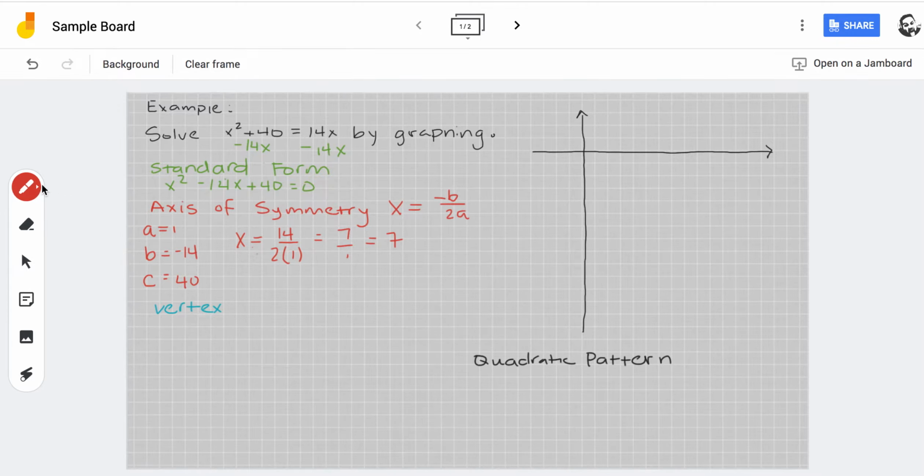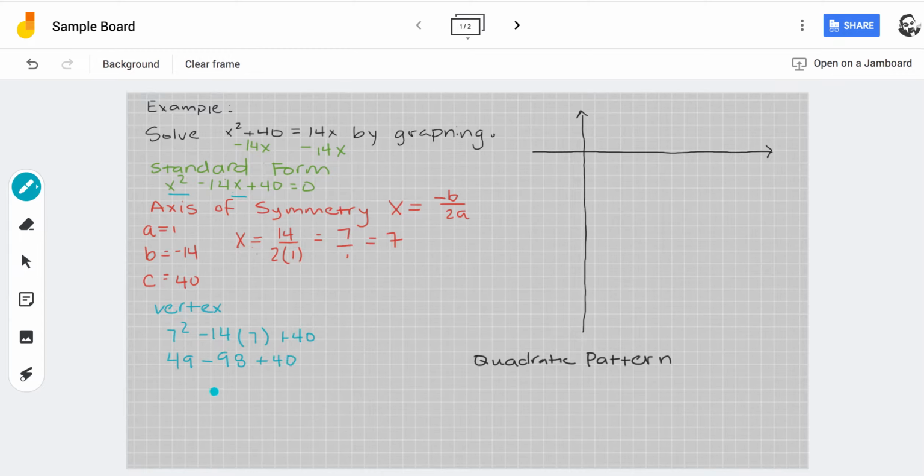Your third step is to find your vertex. So now for the vertex, you're going to want to take that 7 and plug it into the original equation right up here. So you're going to plug it in for all the x's. So we're going to go 7 to the power of 2 minus 14 times 7 plus 40, and you're going to want to simplify that out. This gives you 49 minus 98 plus 40.